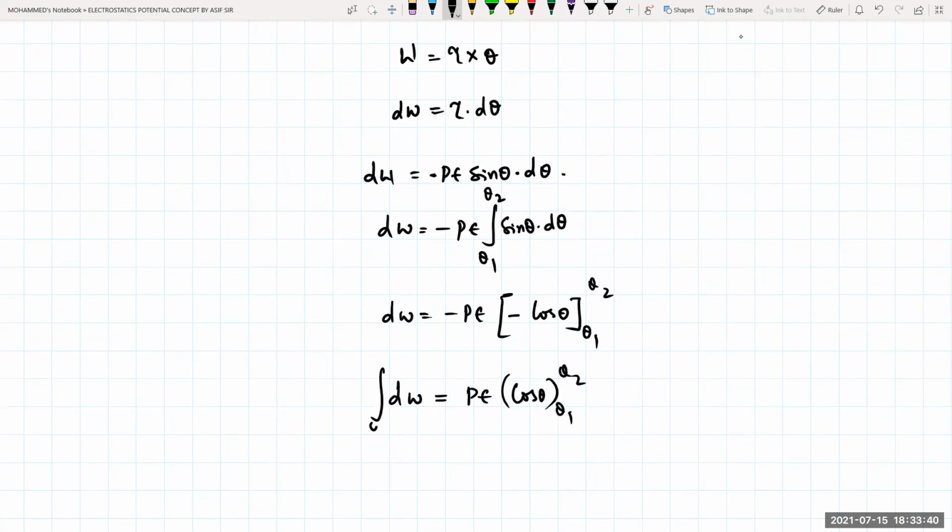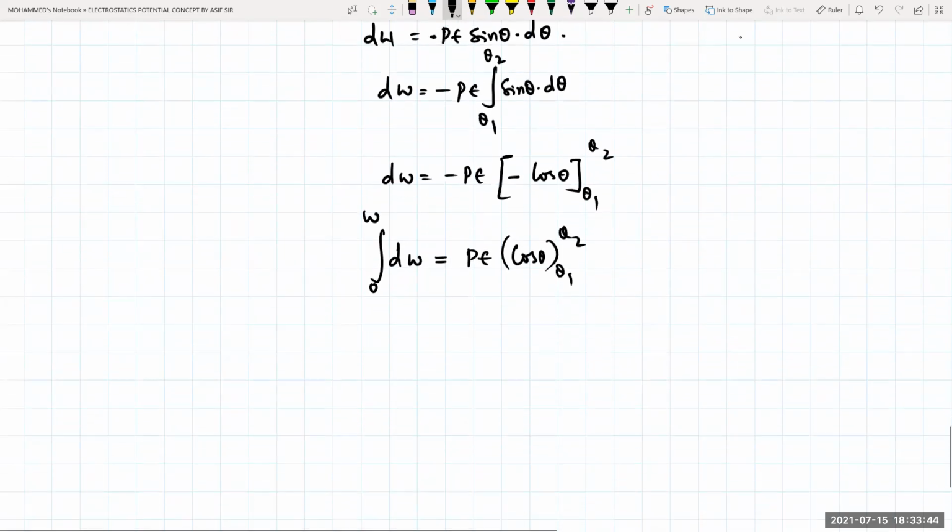This is also the integral from 0 to W. So total work done will be equal to how much? The integral of dW is nothing but W. So W is equal to PE times cos theta, upper limit minus lower limit, that is cos theta 2 minus cos theta 1. Is that clear?